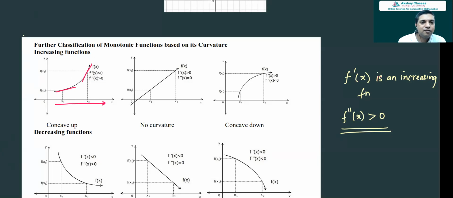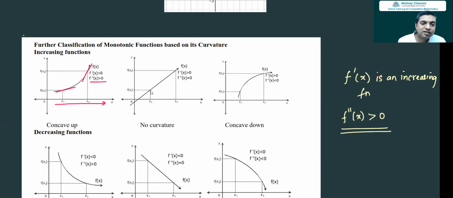Just like the first derivative tells about the tangent, that it has positive slope. So just by seeing this curve, we can say, okay, this is an increasing function. The first derivative is positive. At any point you take, the first derivative is positive, right? Similarly, if you have a curvature with concave facing upwards, it means that the second derivative is positive.